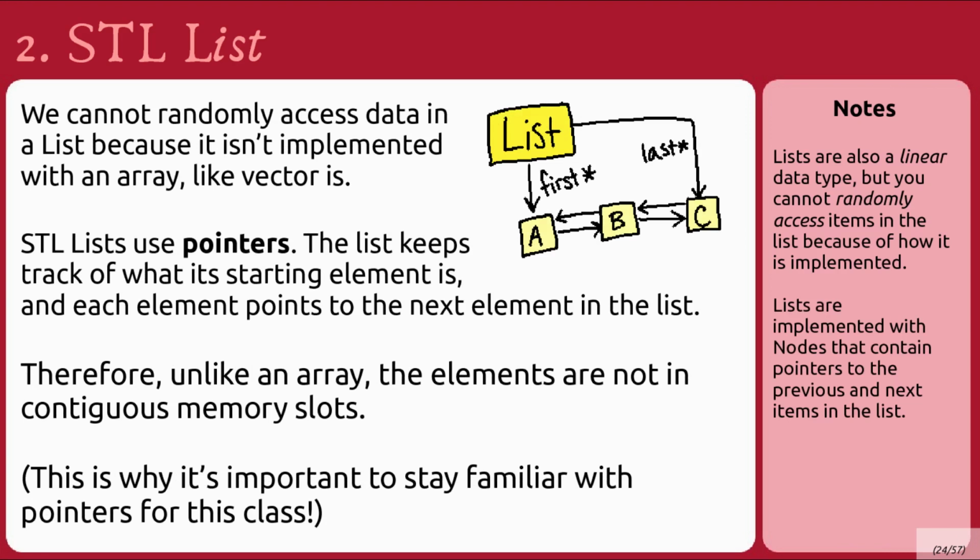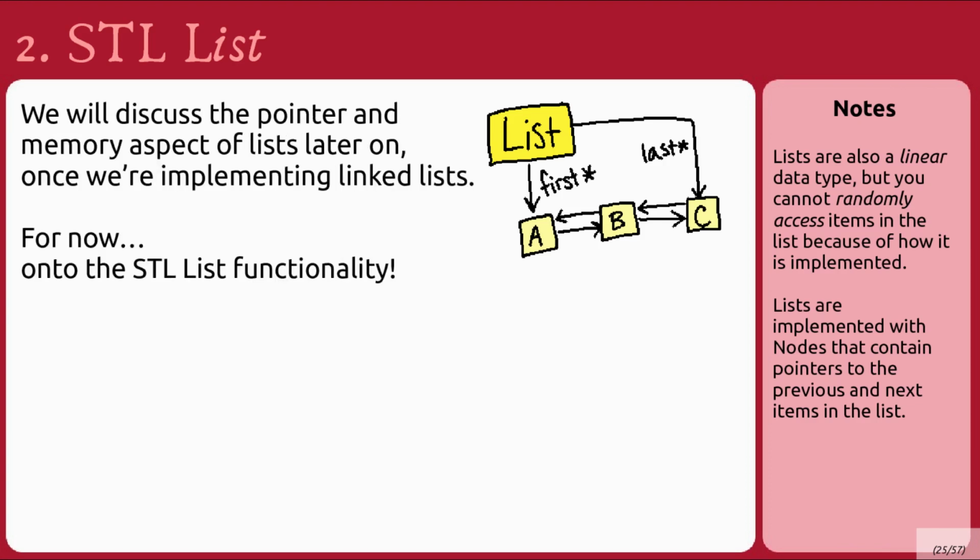We cannot randomly access data in a list because it isn't implemented with an array, like a vector is. STL lists use pointers. The list keeps track of what its starting element is, and the ending element, and each element points to the next element in the list. Therefore, unlike an array, the elements are not in contiguous memory slots. This is why it's important to stay familiar with pointers for this class. We will discuss the pointer and memory aspect of lists later on, once we're implementing linked lists. But for now, on to the STL list functionality.